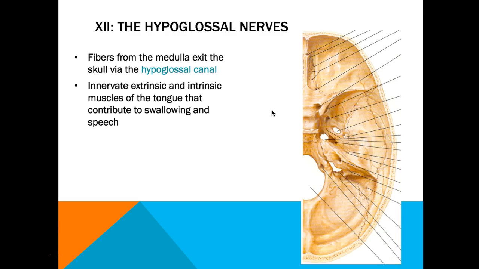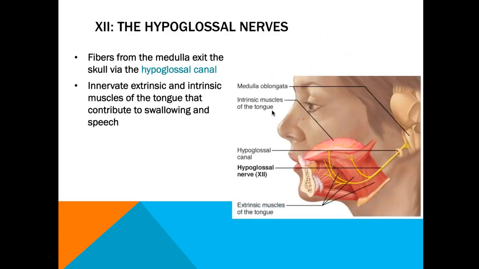Whew, we finally made it to cranial nerve number 12, the hypoglossal nerve. This nerve exits from the medulla and heads over to the skull to exit via the hypoglossal canal. And you can find this canal anterior and just superior to your foramen magnum. Its job is to innervate extrinsic and intrinsic muscles of the tongue that contribute to swallowing and speech.